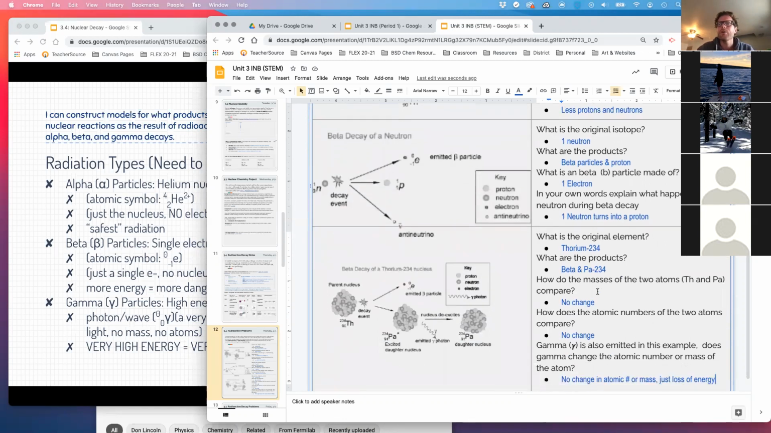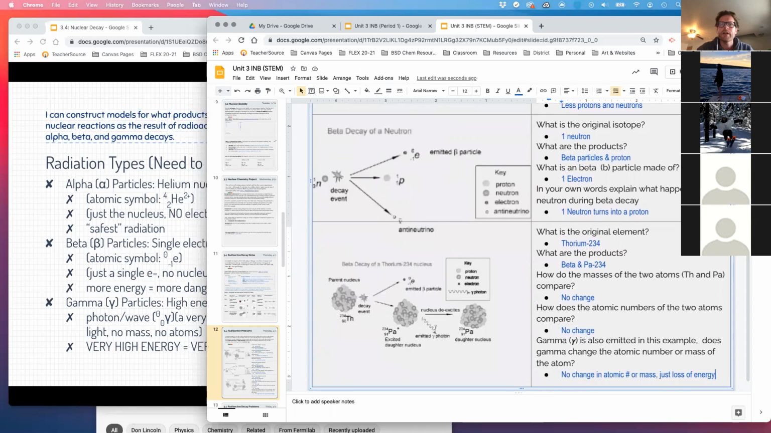Sounds good. So I'll let you all finish these notes right here. And tomorrow we're going to be practicing these equations more, but I'll let you finish up the notes right now.